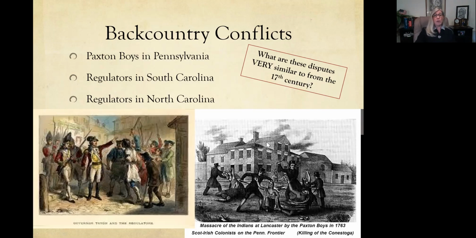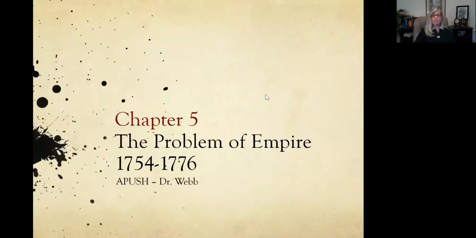Okay, then you've got the regulators of South Carolina. The regulators are going to be doing the same thing. The regulators in North Carolina are going to be doing the same things. These are people, backcountry farmers, who have lost their land to the aristocrats in the East, and they're demanding action. They are demanding a voice in the government. So this sets that foundation that will become one of the important tenets of the United States when it forms.